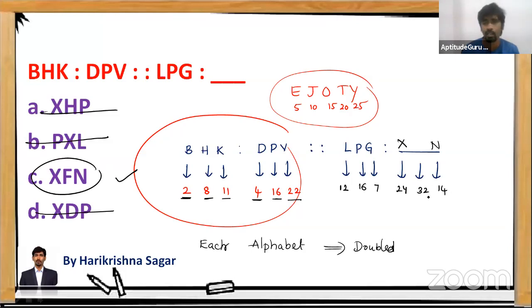And what about this 32? Just look at this 32. How can we write 32? 32 can I write it as 26 plus 6. What is the sixth alphabet? Sixth alphabet is F. So you can say your answer choice is going to be X, F, N. Why are we taking this as X, F, N? Because 32 is going to be 26 plus 6. The sixth alphabet is going to be F after completing one cycle.